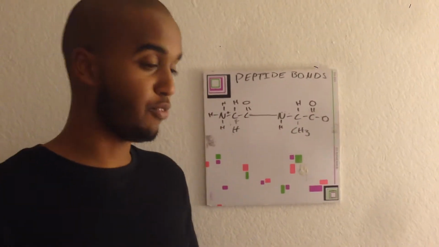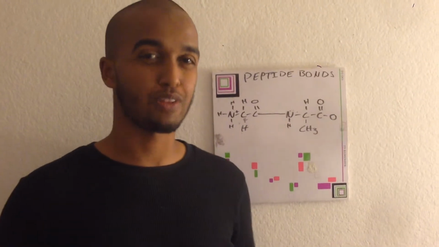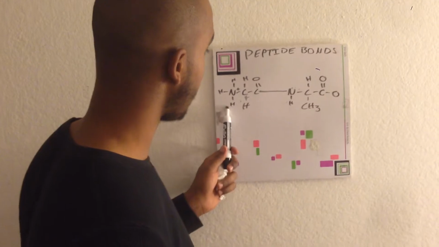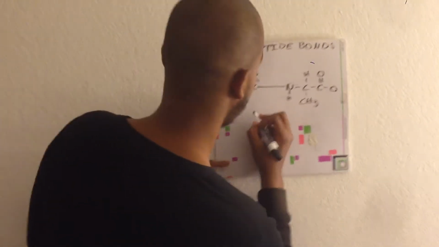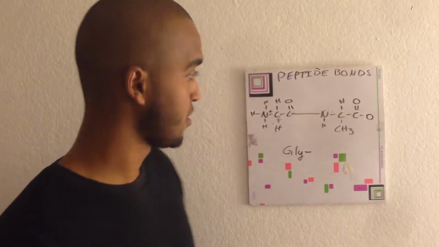Now, to name it, you have to figure out the N-terminus, the C-terminus, and give it its name in an abbreviation of about 3 letters. So the ammonium group is right here. So, Y with a dash or a hyphen. And then the carboxylic group is right here.